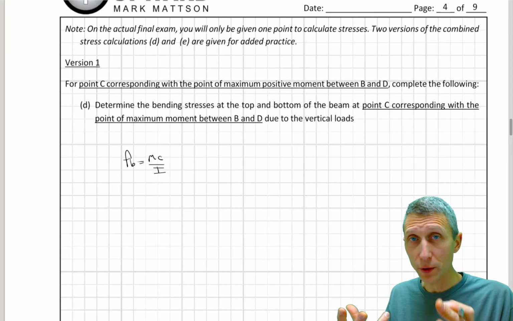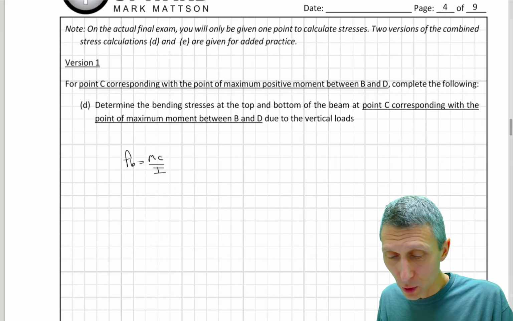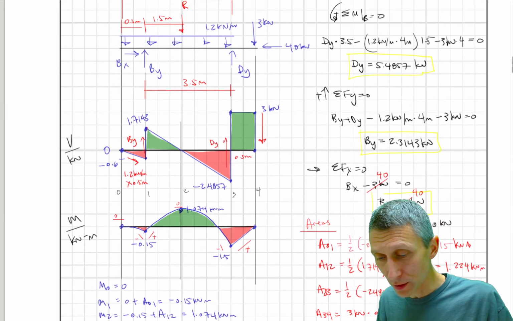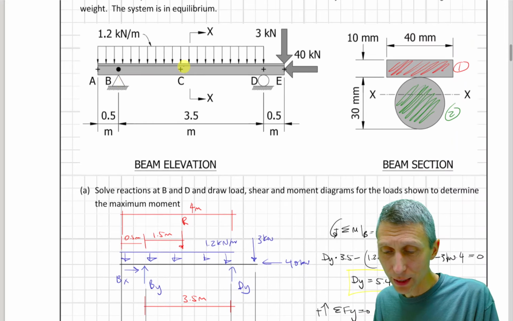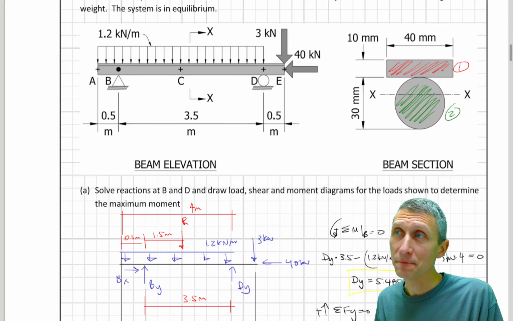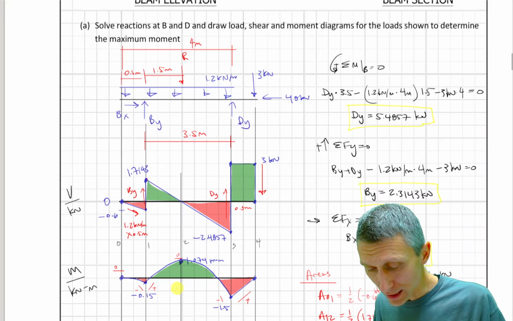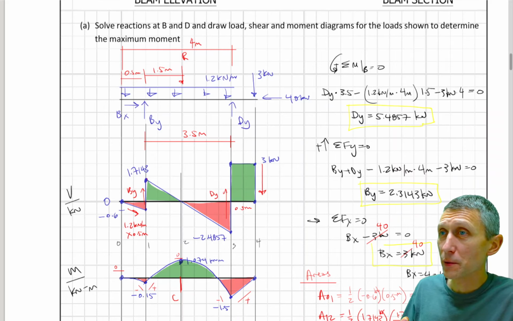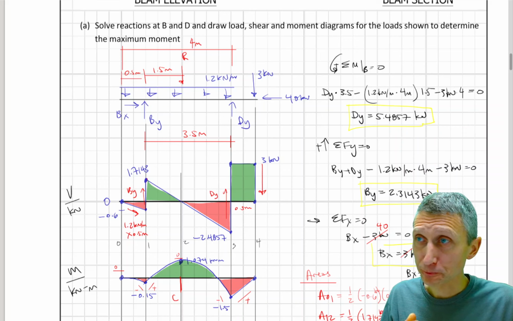Okay, this is the formula itself. Now at this point C, corresponding with the maximum moment, we know the moment. We got this from our moment diagram, the point C. You might be wondering, why did I jump from B to C without a dimension in here back to D? The idea is C is going to be defined as this point here. This is going to be my point C, where we have that maximum moment. So that maximum moment is going to be 1.074 kilonewton meters.